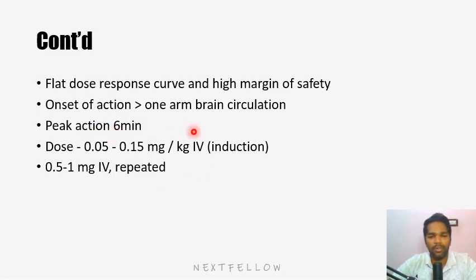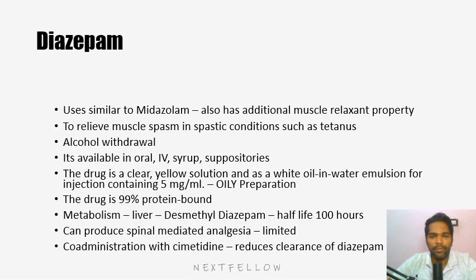So the dose response curve is very flat. It is not like it rapidly ascends. It goes very flat. So it is much safer. Onset of action is more than 1 arm to brain circulation, because it takes around 6 minutes for the peak of action, and the dose is 0.05 milligram to 0.15 milligram per kg IV induction. For pre-medication, 0.5 to 1 milligram IV is enough, which can be repeated.